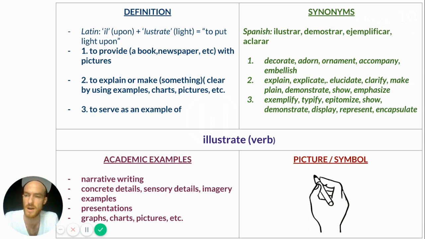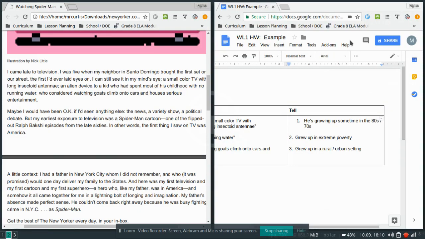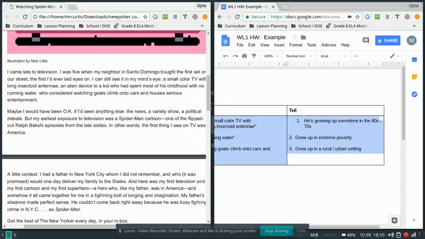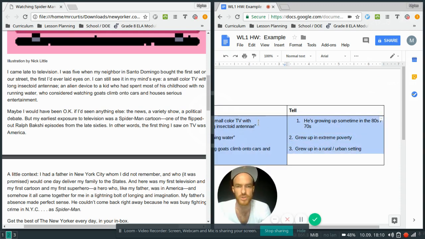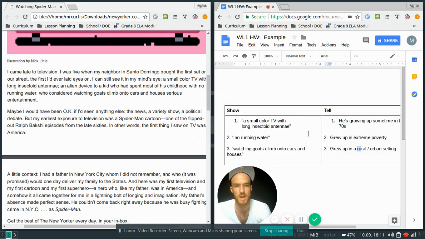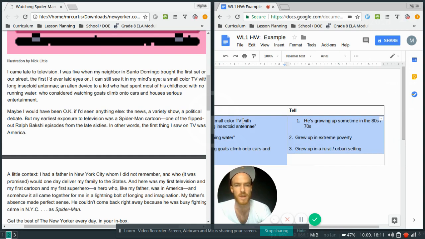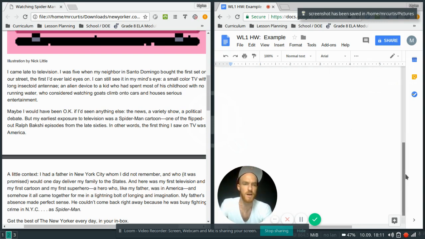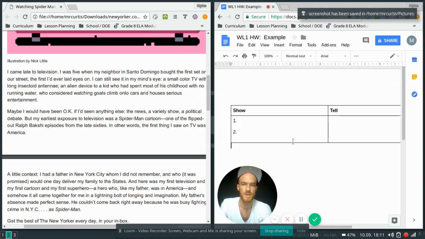Okay, so we're going to switch from that vocab lesson. What I want to do is show you what I'd like you to do for homework tonight. Homework tonight, you're going to look at a personal narrative by a writer called Junot Diaz. Junot Diaz is probably the number one Dominican-American writer. He won the Pulitzer Prize for writing, the highest award you can get as a writer, the first Dominican-American to do so.